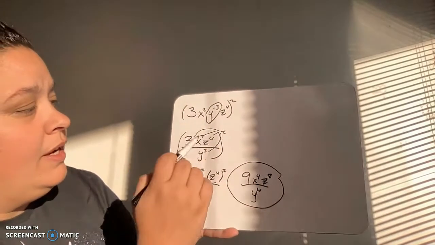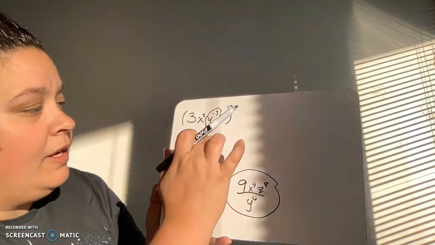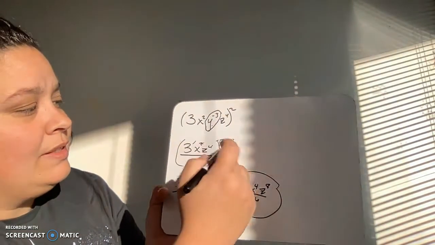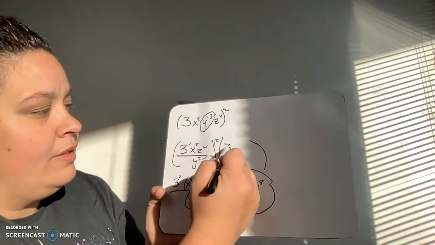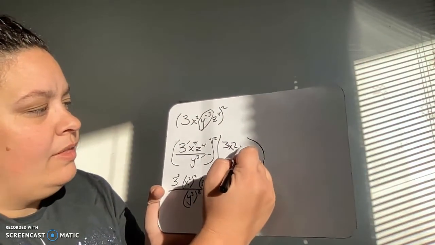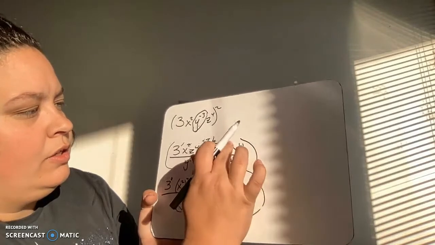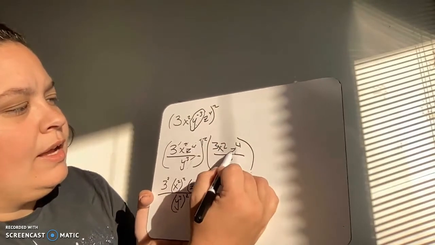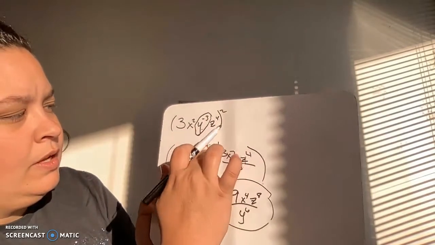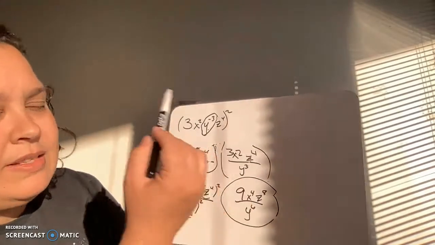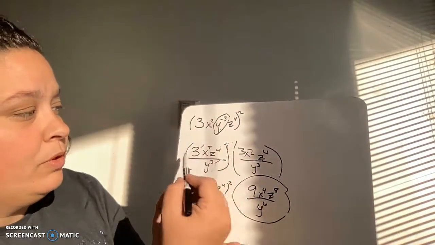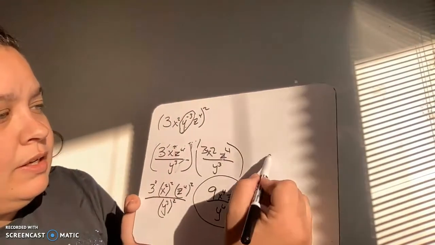The other way I can do it is, instead of distributing, this 2 means that I have 2 sets of parentheses. So I can rewrite this 2 times. Sorry, this should be a z. I can rewrite this 2 times and then just use my same rule that I used before and just multiply. 3 times 3 is 9.